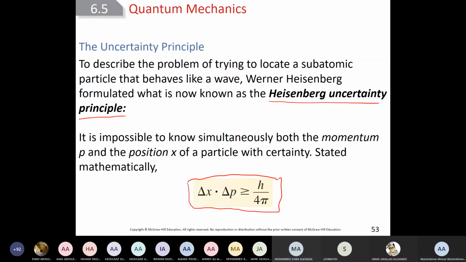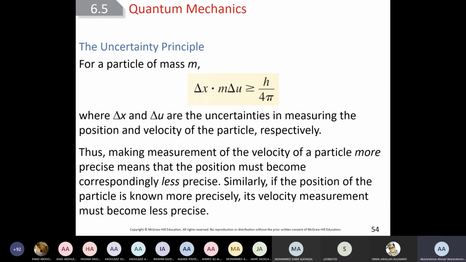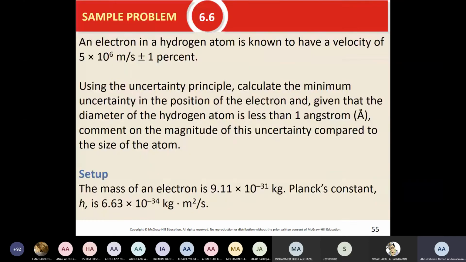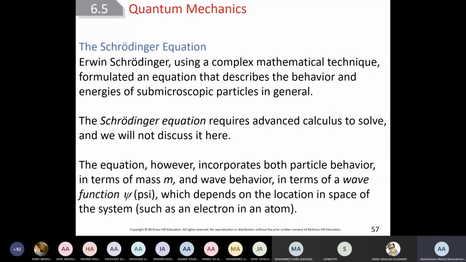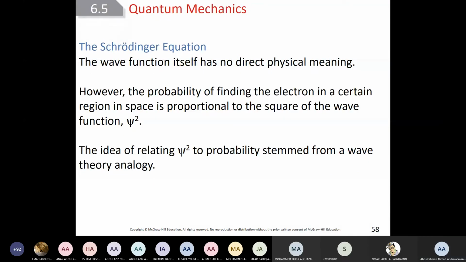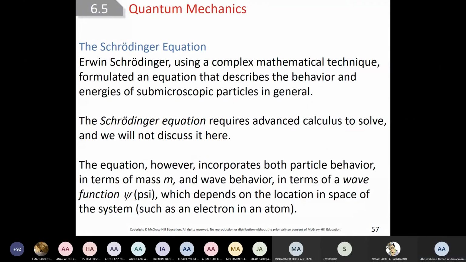Heisenberg uncertainty principle. Okay, and this is another way of writing Heisenberg uncertainty. And then, what is this letter?